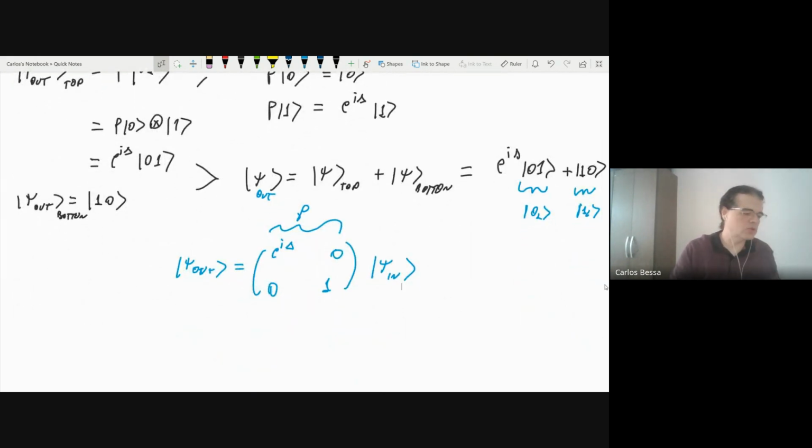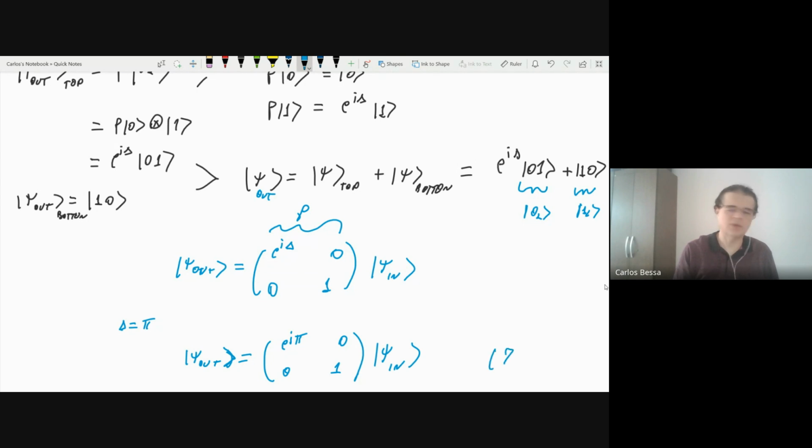Okay. What's the equation? For delta equal to pi, that's the case we are considering. Psi out is just exponential i pi 0, 0, 1 psi. It's equation 7.22. Okay, simple. Just an application of the theory that we discussed.